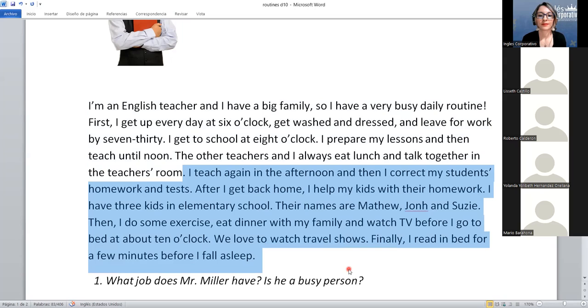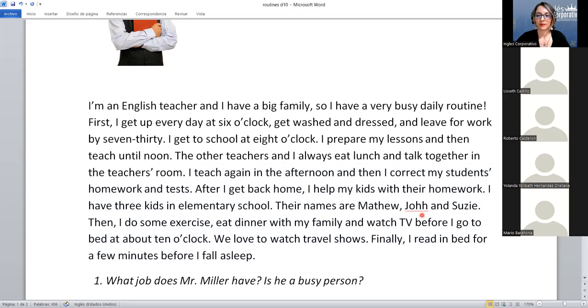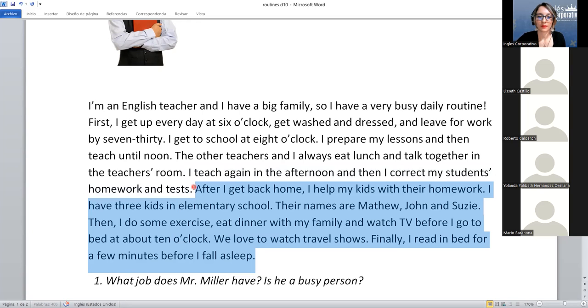I teach again in the afternoon, and then I correct my student homework and test. After I get back home, I help my kids with their homework. I have three kids in elementary school. Their names are Matthew, John, and Susie. Then I do some exercise, eat dinner with my family, and watch TV before I go to bed at about 10 o'clock. We love to watch travel show. Finally, I read in bed for a few minutes before I fall asleep.